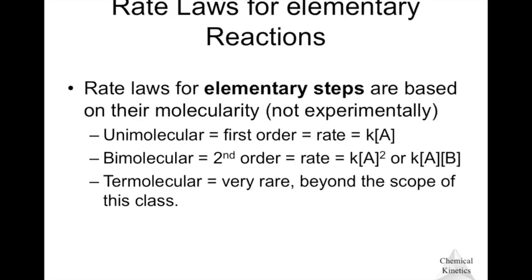So in this case, for elementary steps, the rate laws are based on their molecularity because we know this is what's going on. Before, we couldn't use molecularity or our stoichiometric ratios because we didn't know if there was an intermediate step or whatnot. But since we're using these as our elementary steps, we can figure out the rate laws. So if it's unimolecular, it's first order, right? And the rate is going to be this. If it's bimolecular, it's going to be a second order reaction, and the rate is either going to be k[A]^2 or k[A][B].